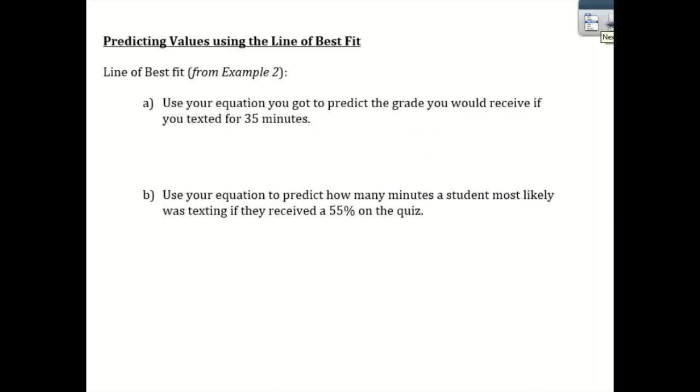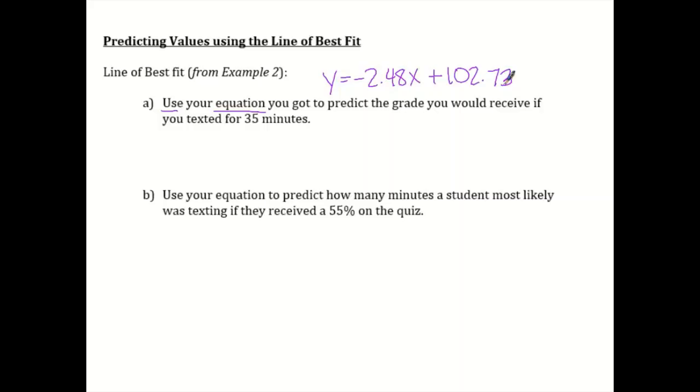Okay. So when we want to predict values using the line of best fit, we're going to use our line of best fit from example 2. This is like we did at the beginning of our notes. So once you write the equation, you can use your equation that we got in example 2. So remember that equation was, you can write it up here or you might be able to see it on your paper, y equals negative 2.48x plus 102.73. Okay, so that's my equation.